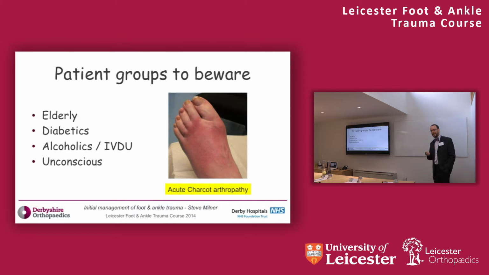There are some groups that I think you should be particularly aware of because of their propensity to do badly. The elderly, because of their fragile soft tissues, have higher complication rates. Diabetics, and particularly diabetics with neuropathy, will always punish you if you don't do everything absolutely by the book. And even if you do, sometimes they will. Alcoholics and drug abusers, sadly, are quite common in our emergency departments. They're a particular problem because the alcoholics have poor bone quality, so their bones are difficult to fix, but also they're a very non-compliant group, and they won't do what you ask them to.